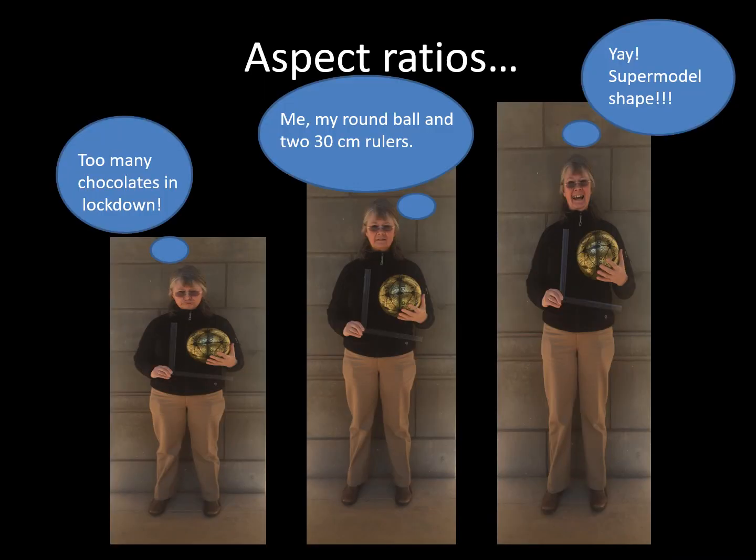Here's a little bit more about aspect ratios. So here's me, standing against the wall, hopefully not waiting to be shot, and I've got a ball which I use for teaching, and two 30-centimeter rulers. Here I am squashed. I've changed the aspect ratios, so I look fatter. Here I am, extended, so I look like a supermodel. Both of these are wrong. This is trying to get across to you why you mustn't change the aspect ratios.